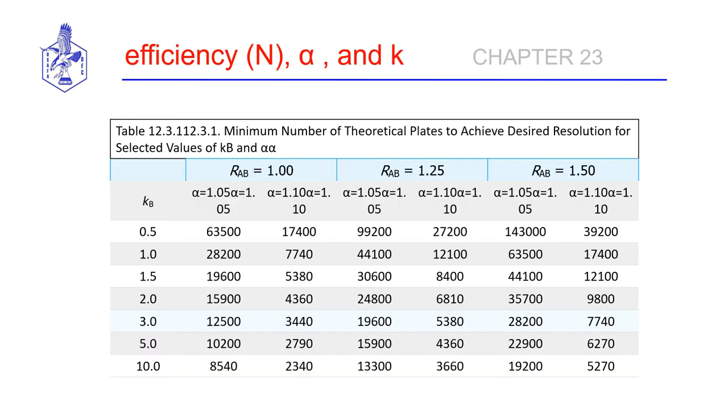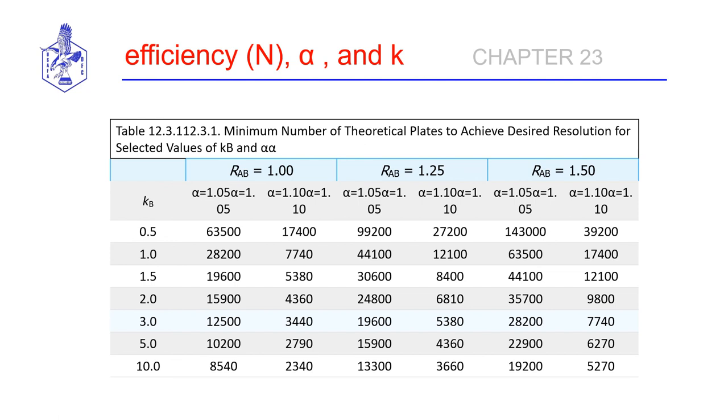When carrying out chromatography, we oftentimes have to do a lot of adjustment of the nature of our mobile phase or stationary phase, depending on if we are doing gas chromatography or liquid chromatography. And so we need to have a way of knowing how many theoretical plates we need to effect a certain resolution between two components that have certain properties.